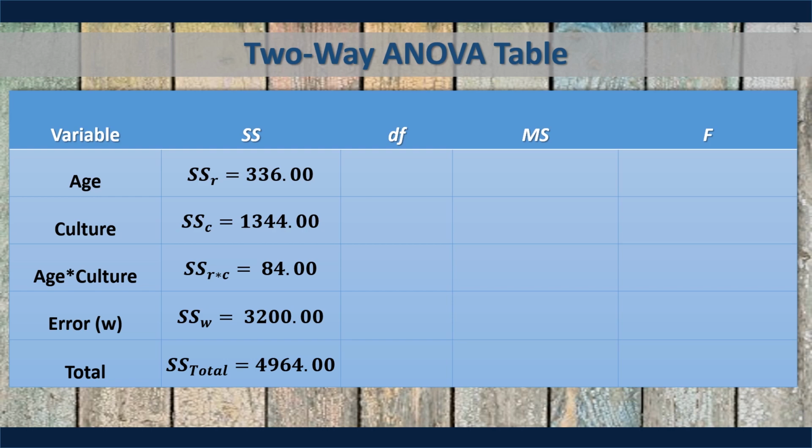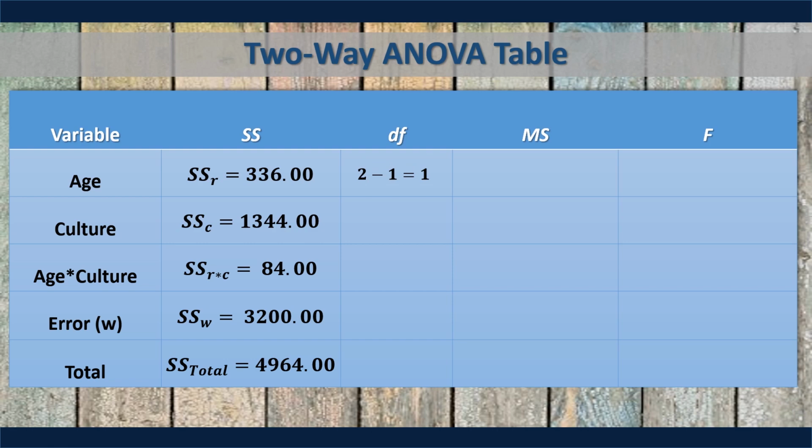Remember that sum of squares total is the sum of all other components of variation. So we can add the sum of squares age, sum of squares culture, sum of squares interaction between age and culture, and the sum of squares within to get a sum of squares total of 4,964.